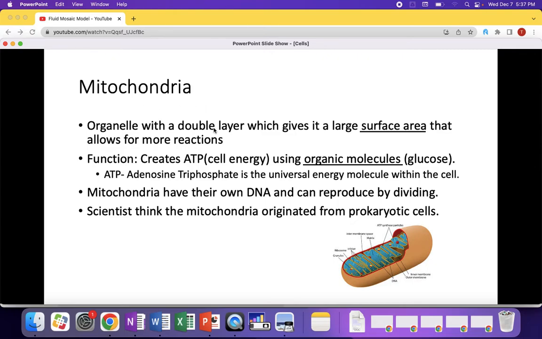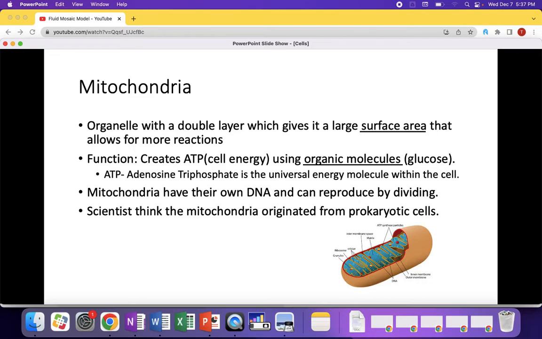Mitochondria is the organelle with a double layer. So you'll see that there is a layer here, and then there's also another layer in here. There's inner and outer membranes as they have them labeled, which gives it a larger surface area to allow for more reactions. So you can see this whole back and forth, that whole membrane allows for reactions to occur along the whole thing. So the function of the mitochondria is to create ATP, which is energy.